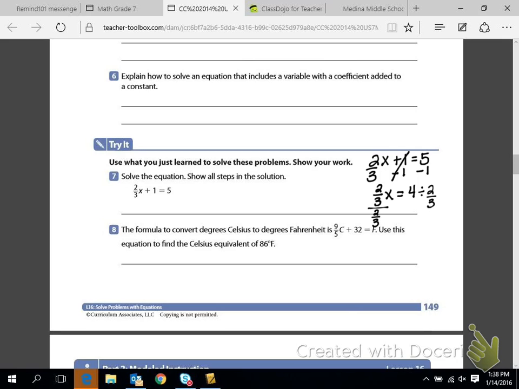Now when you divide by a fraction, that is the same thing as multiplying by its reciprocal. So we would have 4, which is 4 over 1, times 3 over 2. You can cross cancel here. 4 and 2 are both divisible by 2, leaving you with 2 and 1. So now we have 2 times 3, which is 6, and 1 times 1, which is 1. So we're stating that x is equal to 6.